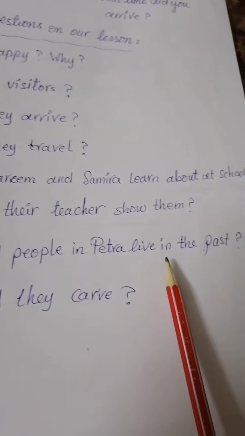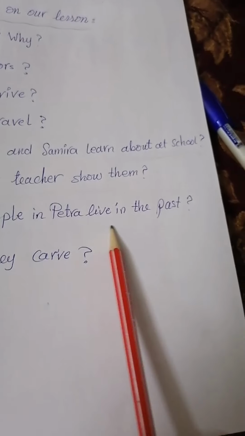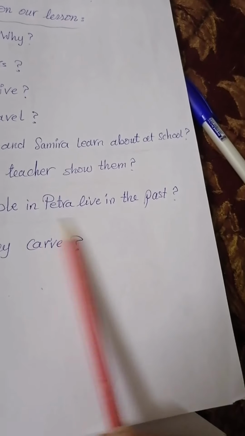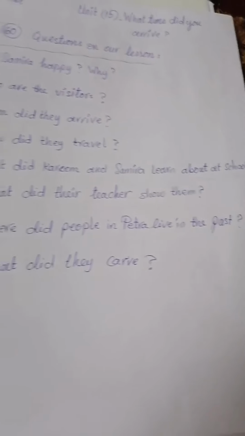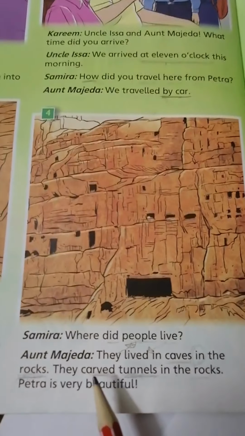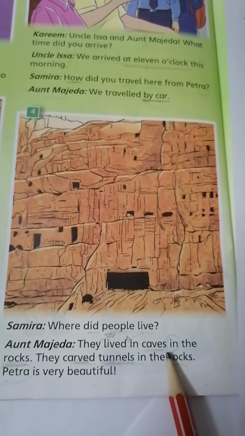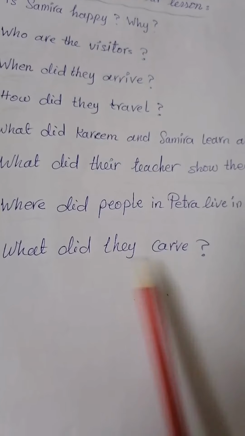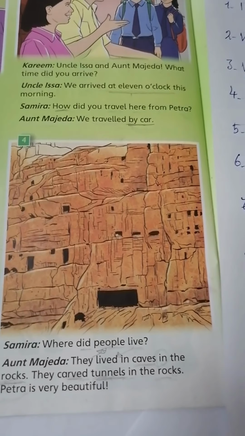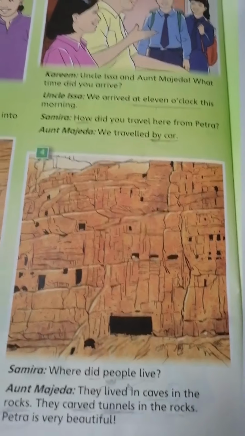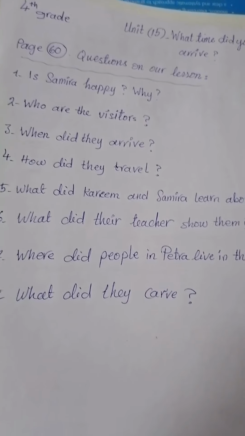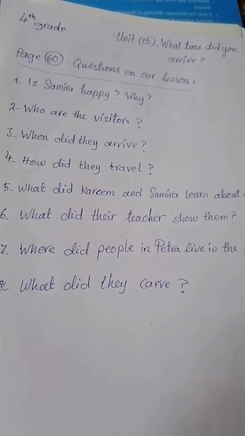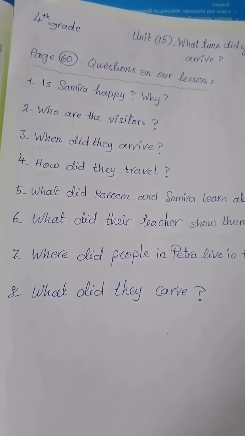Number seven, where did people in Petra live in the past? Where? I think this is the answer. They lived in caves in the rocks. And the last question, what did they carve? What did the people in the past carve? They carved tunnels in the rocks. I want you to write them in your copy notebooks, please, and answer all the questions.